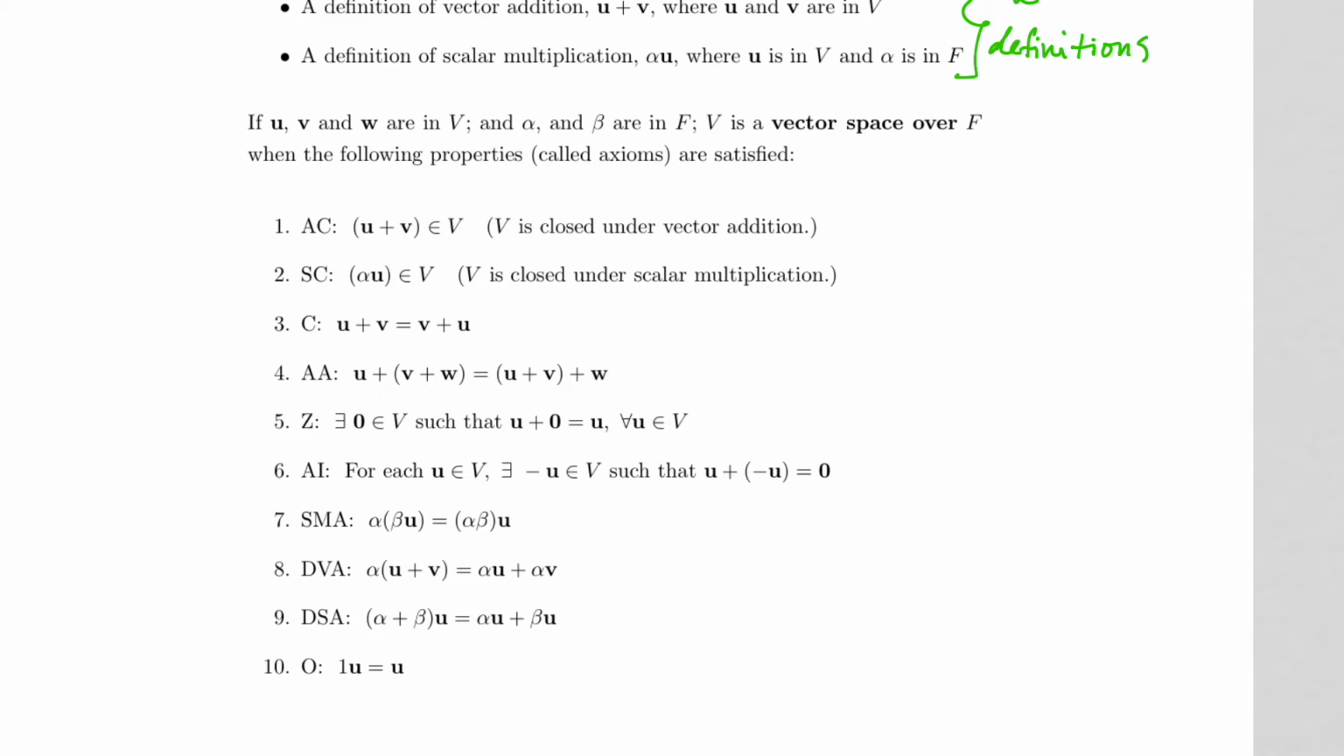I won't take the time right now to go through each of these in detail. Make sure you read about them in the book and study them here in these notes. For now, I'll just point out some of the most important ones. The first two are especially important. The first one is called AC, which stands for Additive Closure. And it may look a little strange. It says (u + v) is in V.